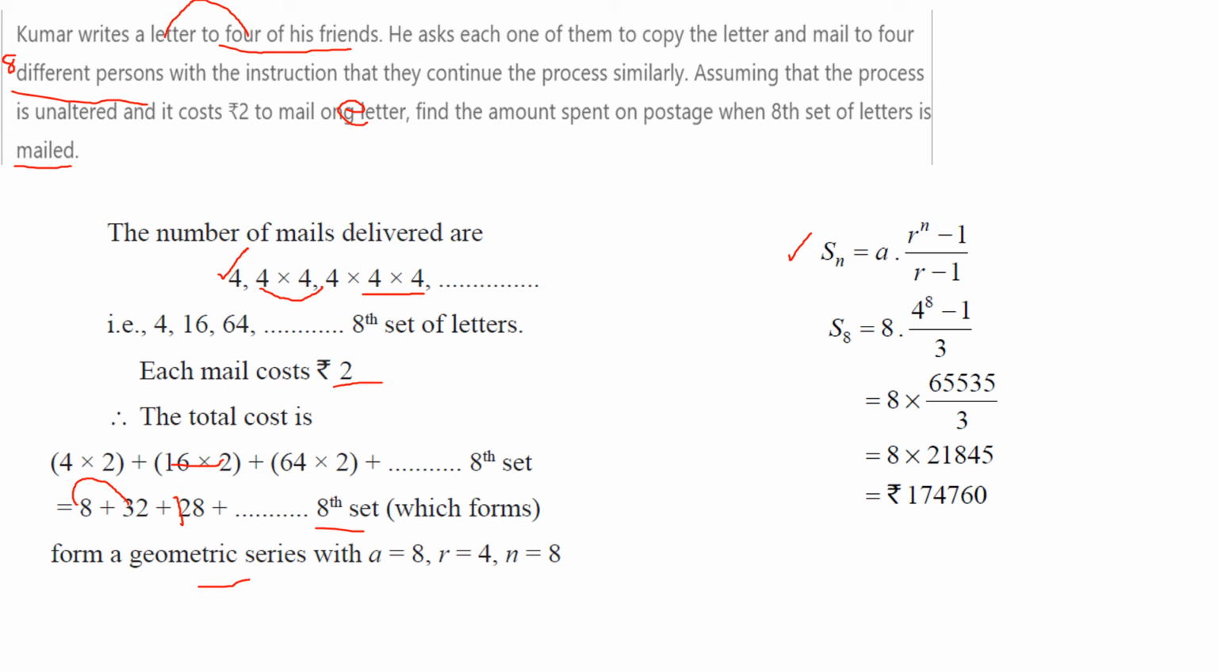4 to the power 8, how will you find? 4 into 4 into 4 into 4 into 4 into 4 into 4 into 4. Here 4 into 4 is 16, 16 into 16 is 256, into here also 256.